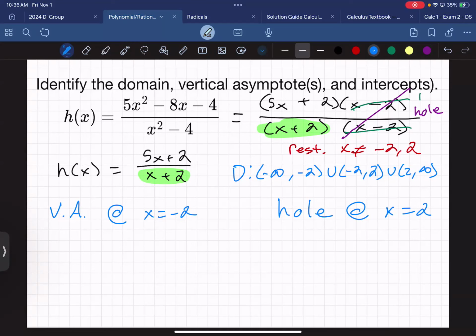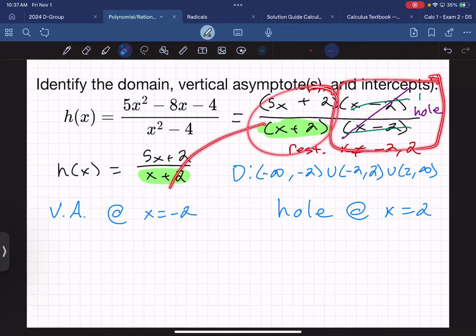Now, this is one of those things that it doesn't come up all the time, right? If you can simplify, understand that that's a unique situation. It doesn't happen all the time, okay? But it happened here. Does everyone understand where I'm coming from with that? The difference between when I can't simplify versus when I can simplify? And how we're going to call the one where we can't simplify a vertical asymptote, but the other one we're going to call a hole?